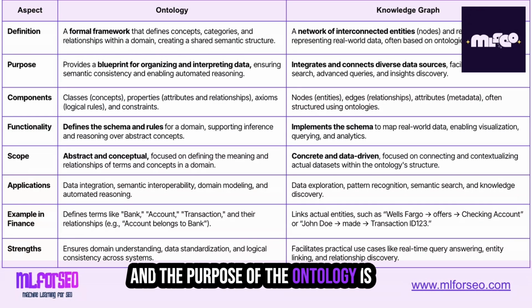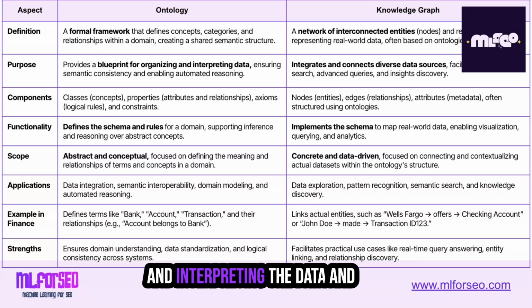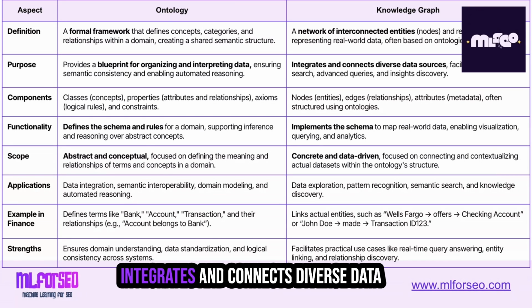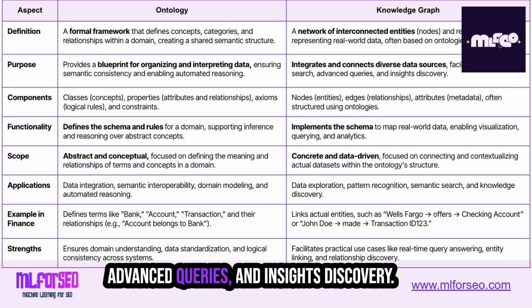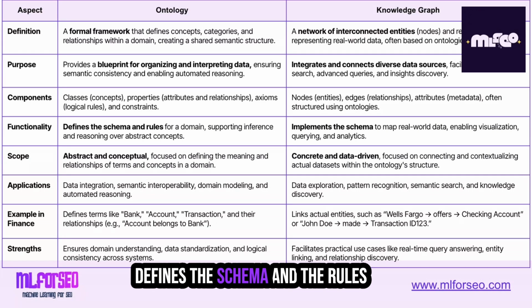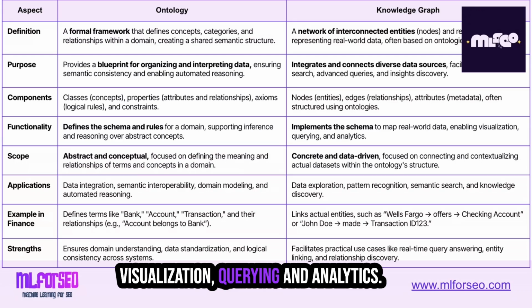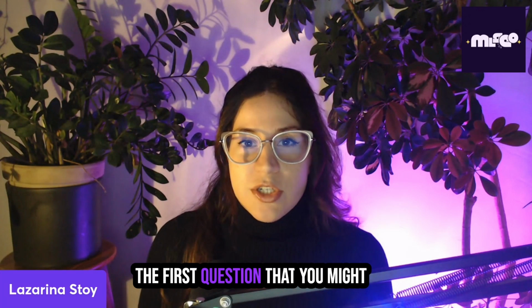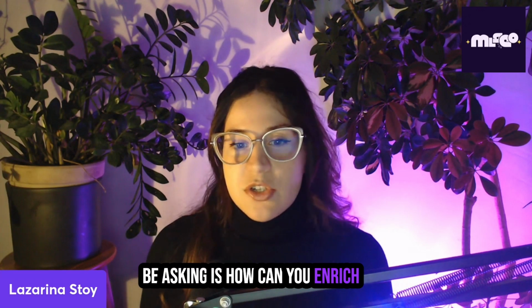And the purpose of the ontology is to provide a blueprint for organizing and interpreting the data and to enable automated reasoning, while the knowledge graph itself integrates and connects diverse data sources to facilitate semantic search, advanced queries, and insights discovery. In terms of functionality, the ontology defines the schema and the rules for a certain domain, supporting inference and reasoning over abstract concepts, while the knowledge graph implements the schema to map it to real-world data, enabling visualization, querying, and analytics.